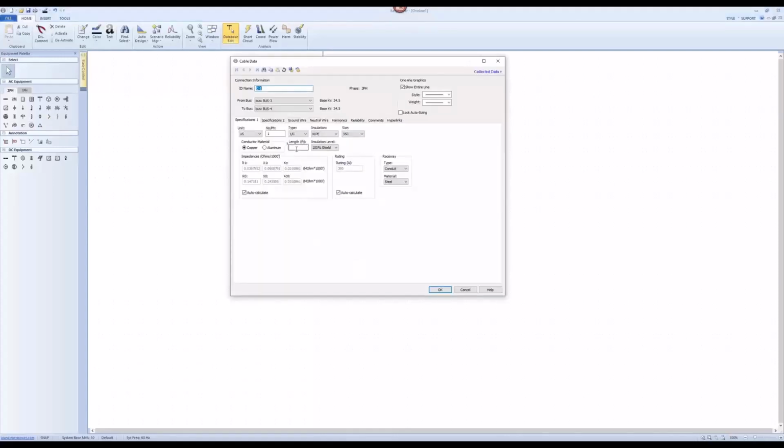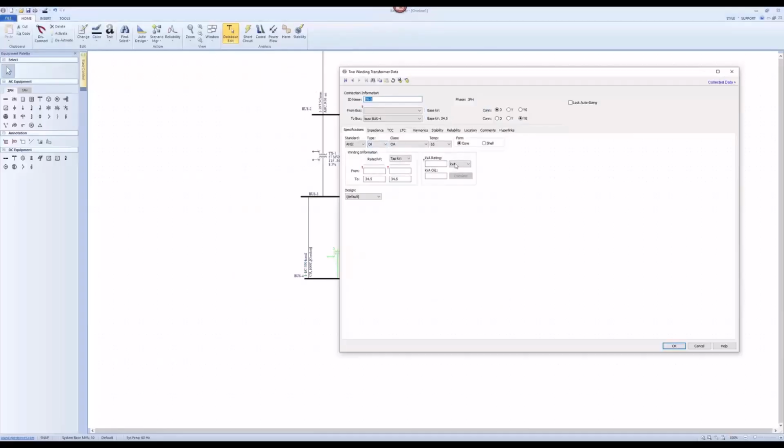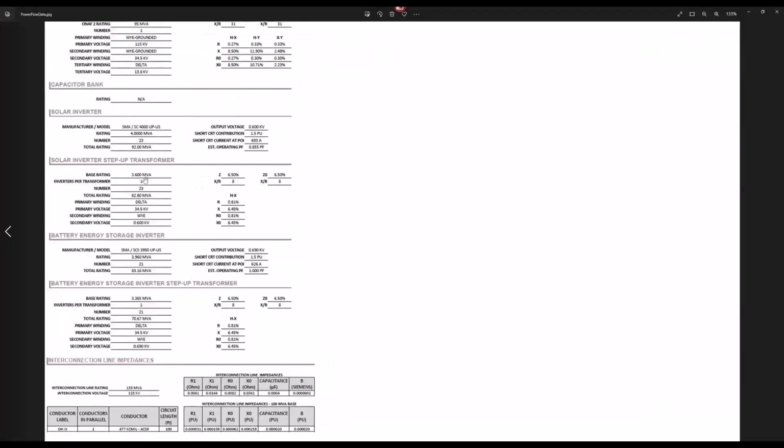For the length of the collector cable, since we have contracts with our clients that we cannot release proprietary information in our webinar, I just assume the length of my cable is 1,000 feet, and the design is XLPE 350, right? Just a base assumption we make over there. And we do have the main power transformer and the base, which is according to our power flow data. The solar inverter step-up transformer is 3.6 MVA, right?